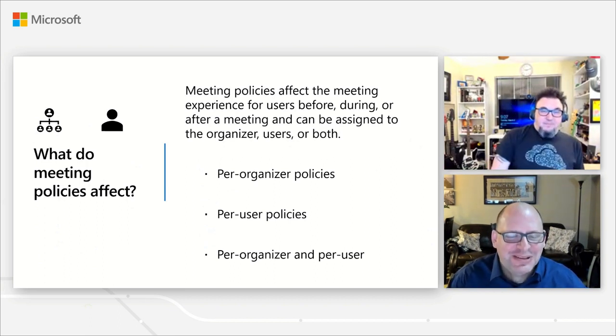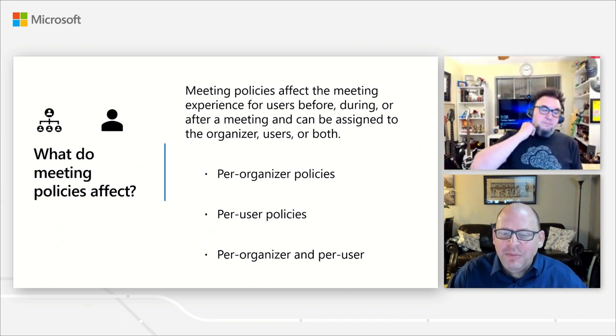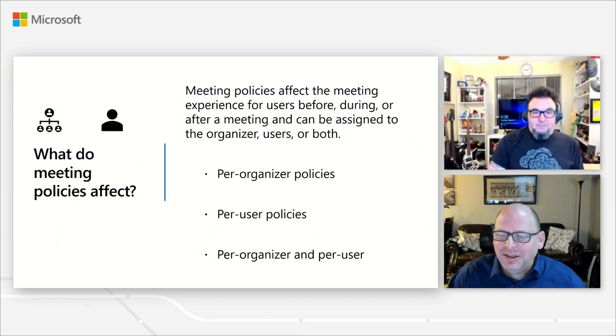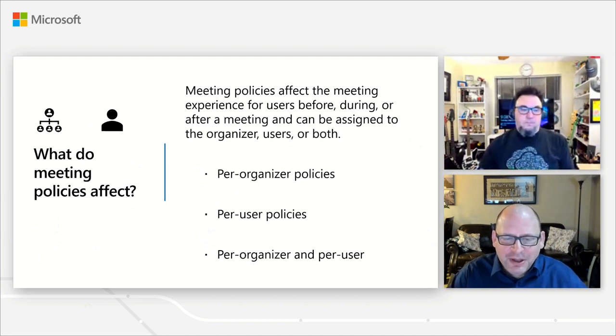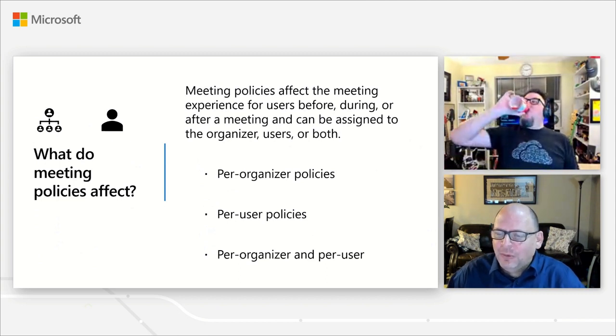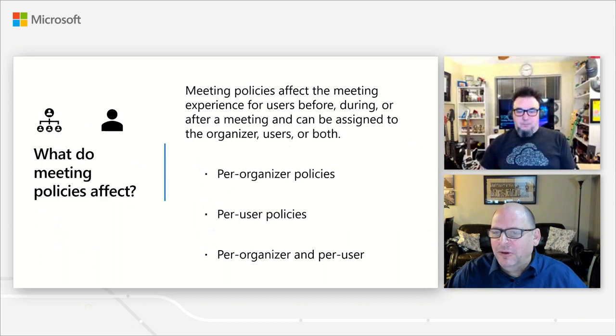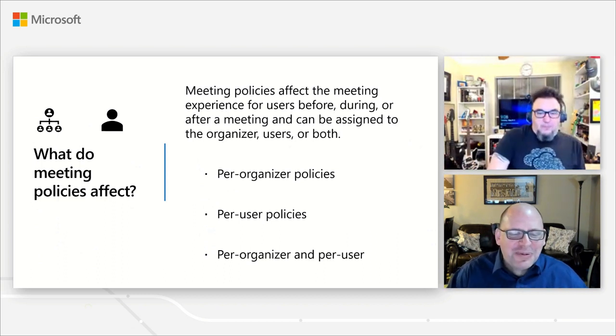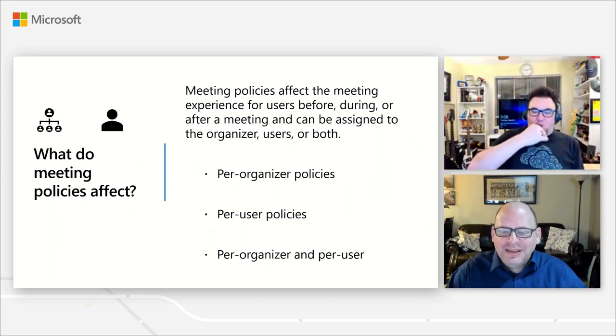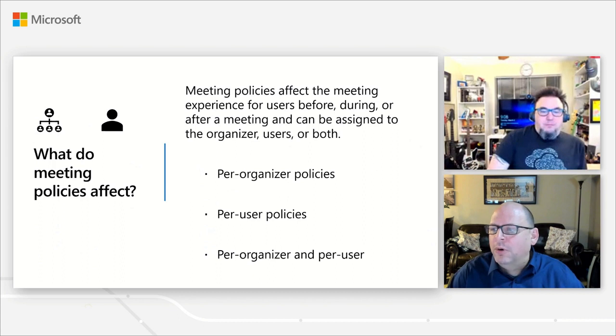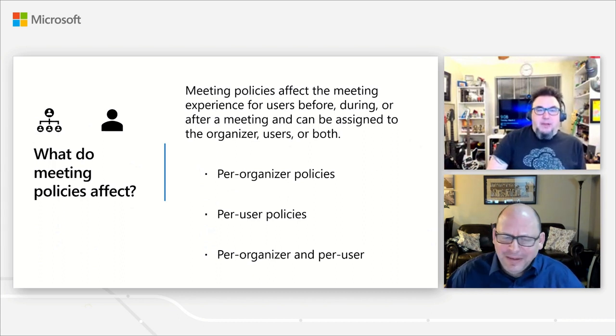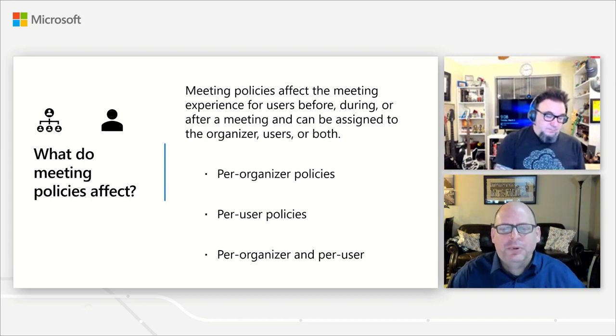A per organizer policy is when you implement the meeting participants inherit the same policy as the organizer. An example, if you automatically admit people is a per organizer policy and controls whether users join the meeting directly or wait in the lobby for meetings, that is assigned to everybody. A per user policy is a policy that restricts certain features for the organizer and or meeting participants. Does that make any sense? It does. That is perfect, especially for this hour of the evening. Yeah. An example is allowing meet now would be a per user policy, rather than a per organizer policy.